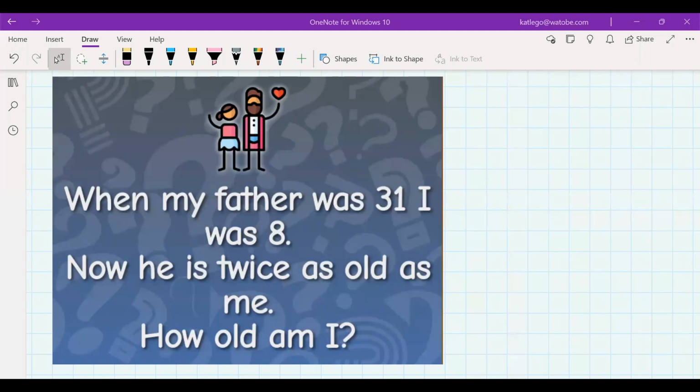Wow, there was a lot going on. One of the people who said 23, come unmute and tell us how you got it, because that's our answer. Please raise your hand and tell us.